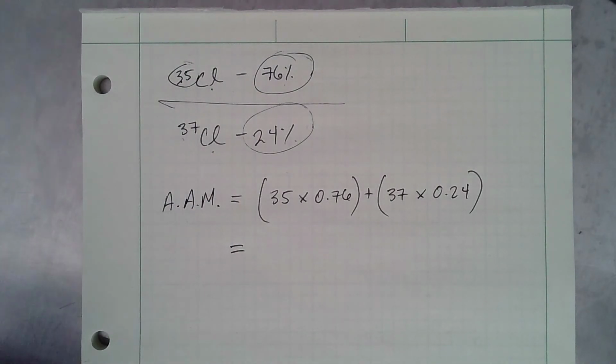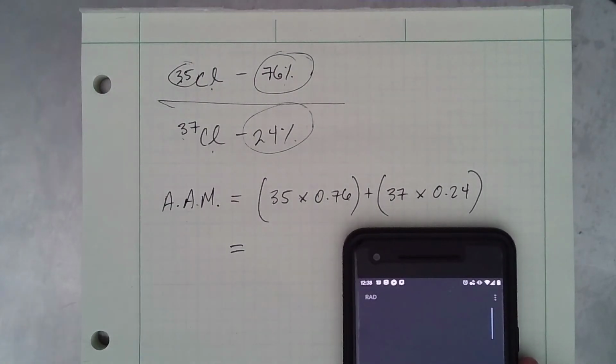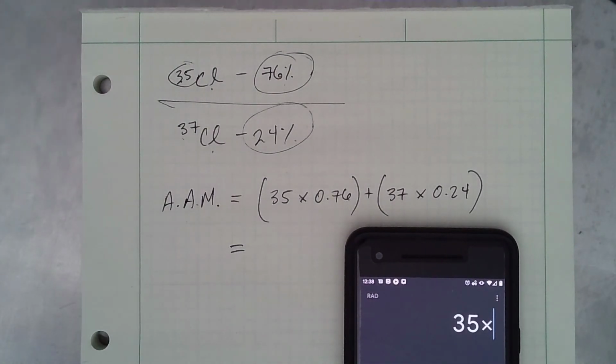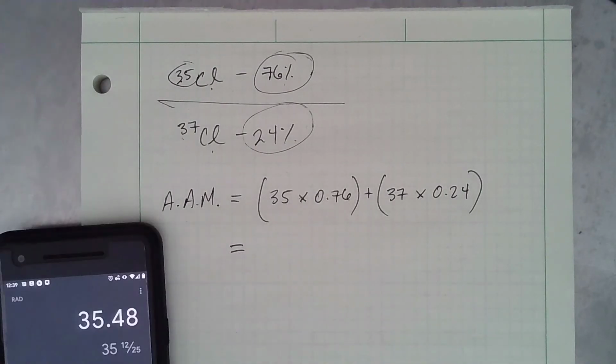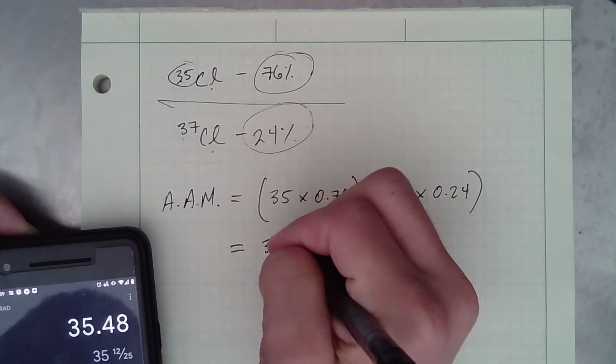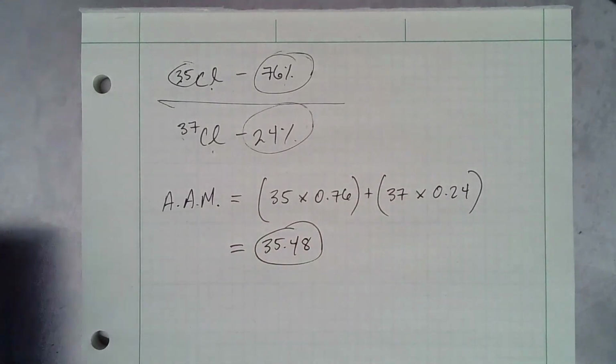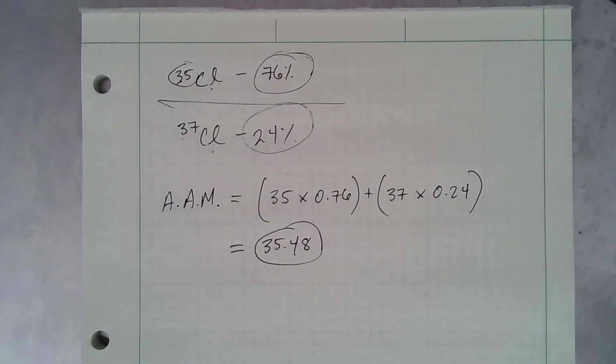Let me pop up my calculator here. Okay, so we've got 35 times 0.76 plus 37 times 0.24, 35.48. So that's the value that we get according to the data from this website.